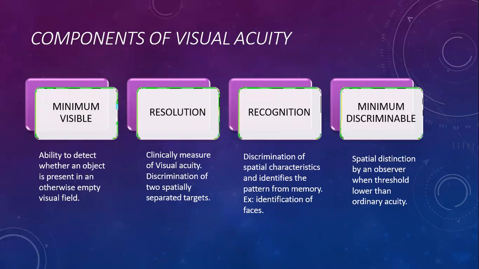Components of visual acuity: there are 4 components. First, minimum visible. Second is resolution. Third one, recognition. Fourth is minimum discriminable. Minimum visible is the ability to detect whether the object is present or not in the visual field. So something is there in front of you or not, that is called minimum visible. You can see something, it is too far. You can see something is there, but you cannot recognize what that actually is. So that is called minimum visibility.